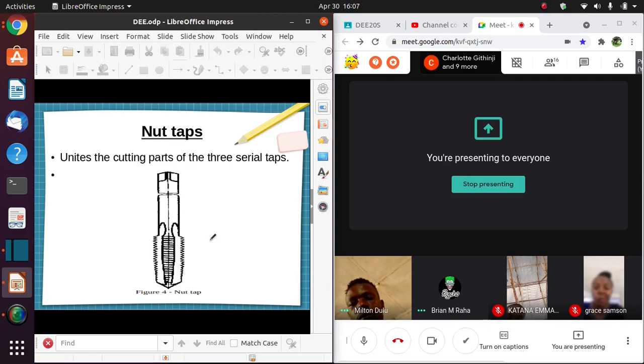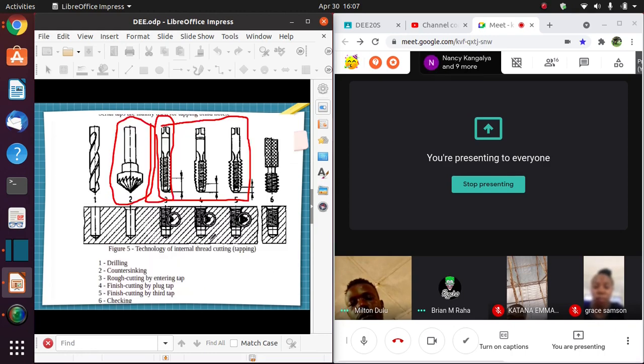But we use a nut tap sana when we want to, mfano ile kazi ya haraka, fast orders, when you don't have the time to keep on changing those 3 serial taps. When you just want to do a quick job, you use the nut tap. But it is advisable to do this kwa sababu the threads that you get are much smoother.